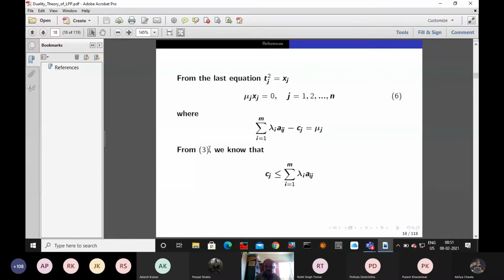Then you can simplify this. Since mu j is non-negative, we can write lambda into aij, i varies from 1 to m, minus cj equal to mu j. As you know, mu j is non-negative, so if you say greater than or equal to 0, the equation will turn in this manner: cj is less than or equal to the summation over i from 1 to m of lambda i into aij. Right?